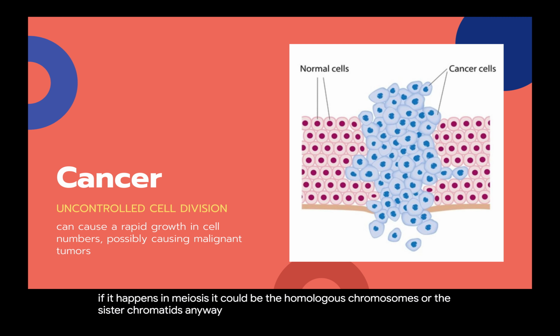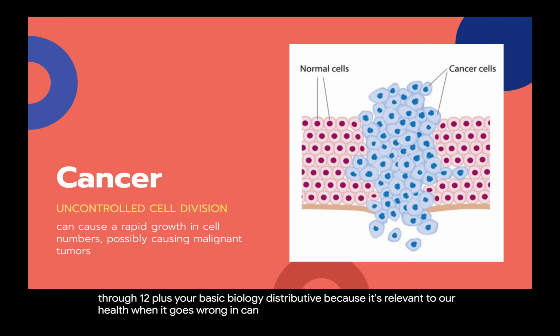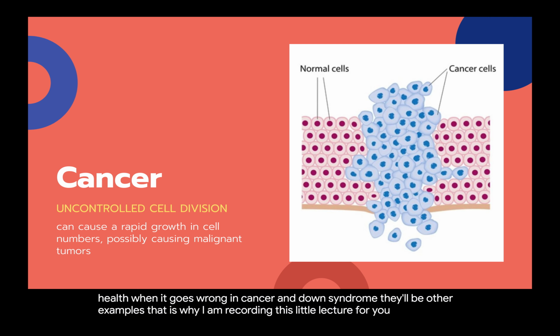Anyway, I digress. You'll learn more about that later, but the point is that you were supposed to already learn about mitosis in K through 12, plus your basic biology distributives, because it's relevant to our health when it goes wrong. In cancer, in Down syndrome, there'll be other examples. That is why I am recording this little lecture for you to refresh yourself.